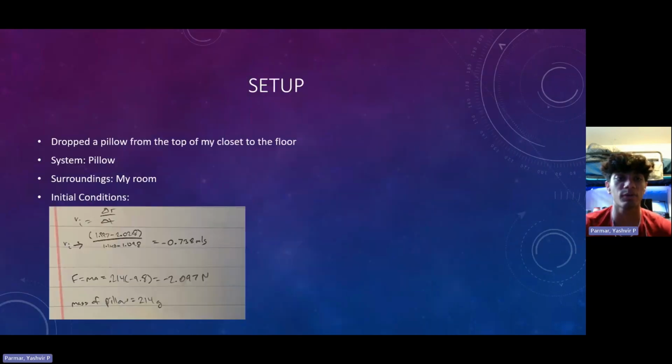The way I did my experiment is that I dropped a pillow from the top of my closet to the floor of my dorm. It's about a 2-meter drop. The system would be my pillow, and the surroundings would be my room and the earth around it. And here we have all the initial conditions. I calculated the initial velocity of the object and plugged it into GlowScript as well. I also have the constant force of gravity and the mass of the pillow.